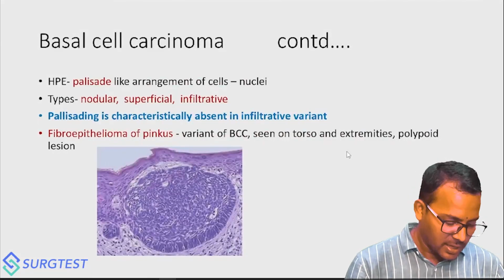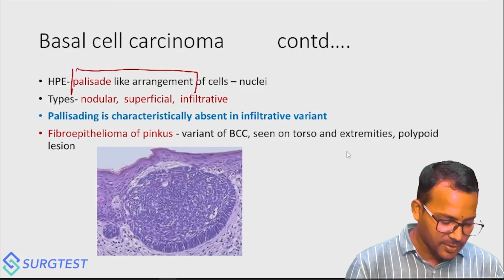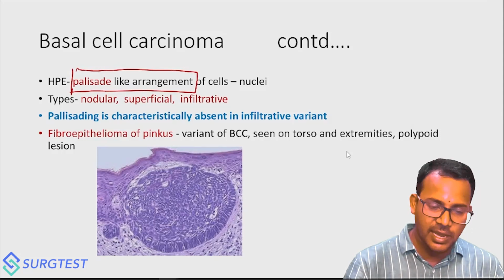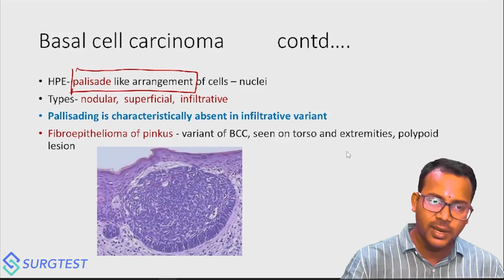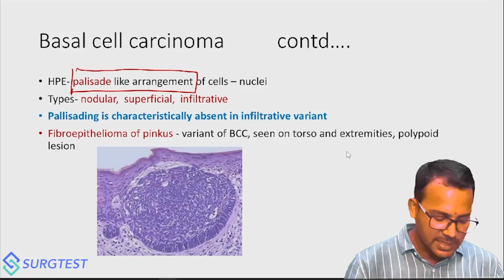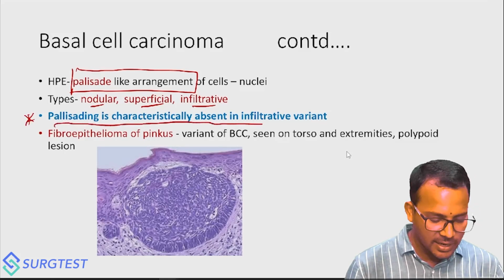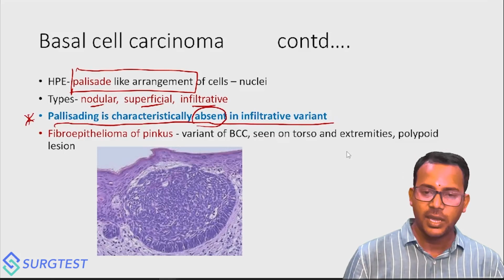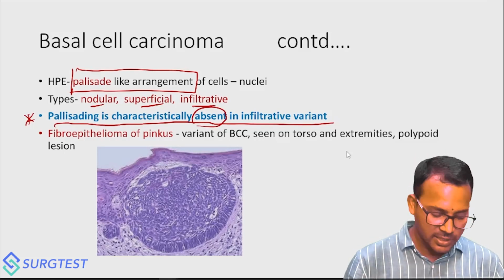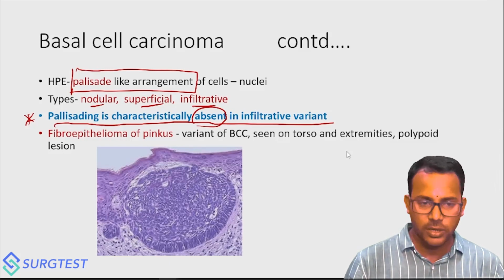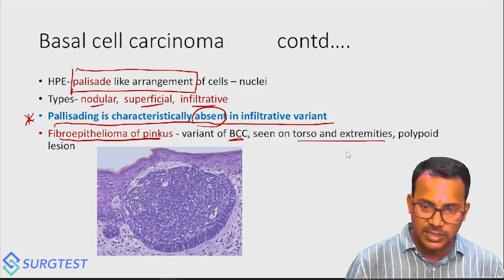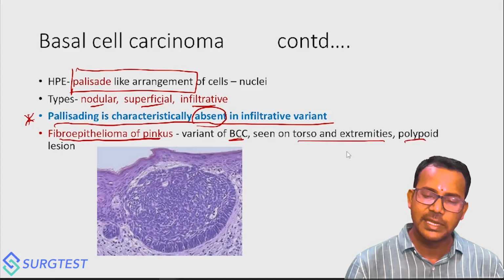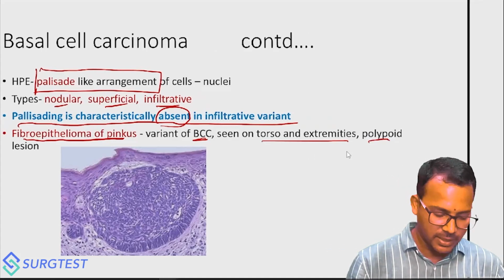Histopathologically, the pathognomonic feature of basal cell carcinoma is the palisade-like arrangement. These cells are arranged like a palisade or a fence, and that is how even their nuclei appear in a palisade arrangement. There are a few types of basal cell carcinoma: nodular, superficial, and infiltrative. An important thing to remember is that palisading is characteristically absent in the infiltrative variant. Fibroepithelioma of Pinkus is a rare variant of basal cell carcinoma, seen on the torso and extremities, and it is polypoidal. So the polypoidal basal cell carcinoma is also called fibroepithelioma of Pinkus.